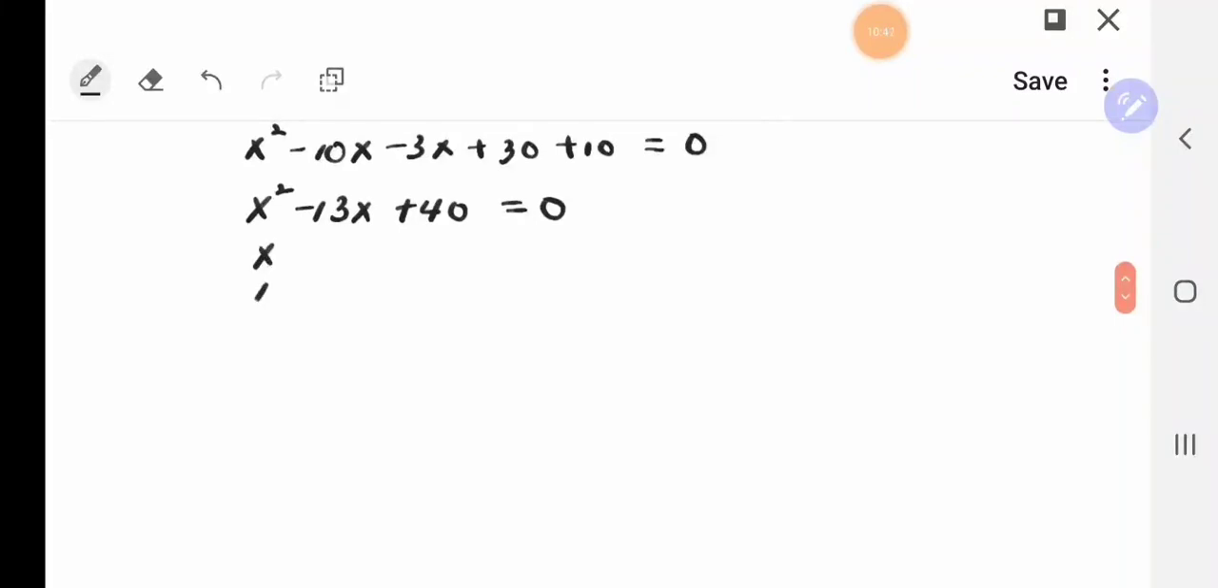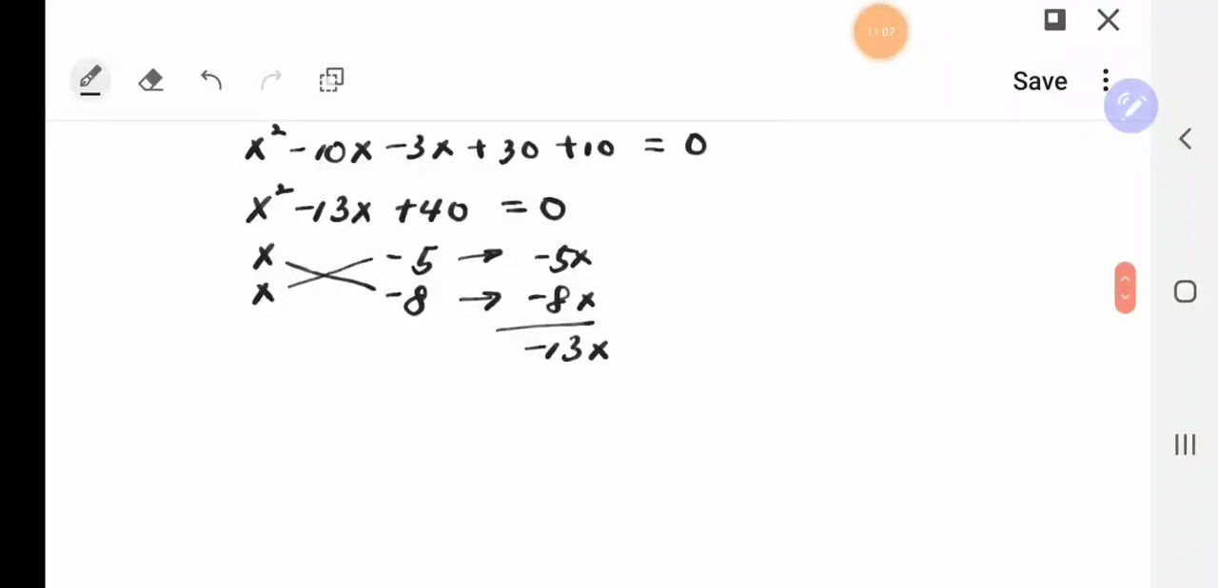So x squared is x times x. 40 is 5 times 8. And the result has to be negative, so we can put both negative. So negative 5 times negative 8 is still positive 40. So this is okay. Then this product is negative 5x. This product is negative 8x. The sum is negative 13x, which is the same as the second term. So the left-hand side is the product of these two binomials. This is equal to x minus 5 times x minus 8 equals 0.